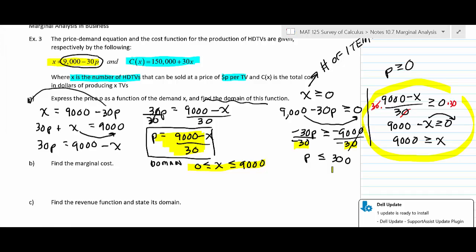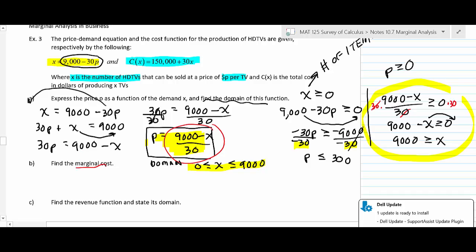Okay, the idea is X is the number of items you're producing. It must be positive, so that's the reason you set that positive. And you have to solve that for P first, so your inequality can be in terms of X. Okay, solve for P, then set this thing greater than or equal to 0. You guys with me on that? That's a big part of this problem, being able to establish the boundaries between your production level from 0 to 9,000. Okay, now next thing we're going to do is the marginal cost.